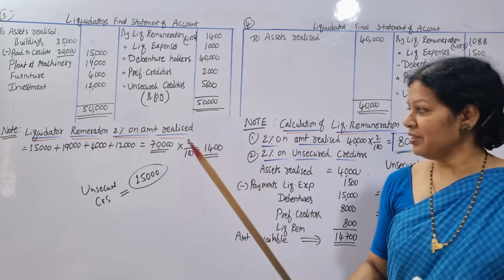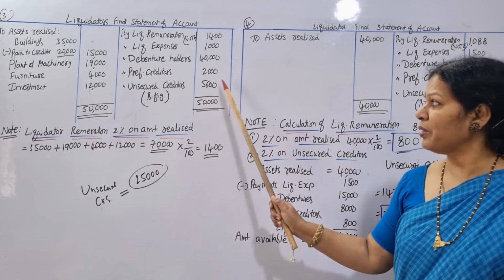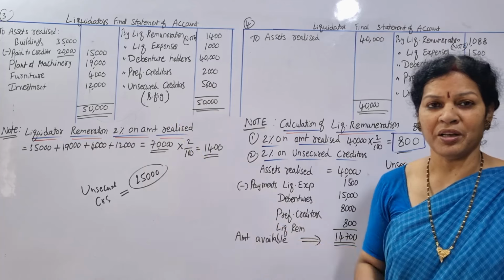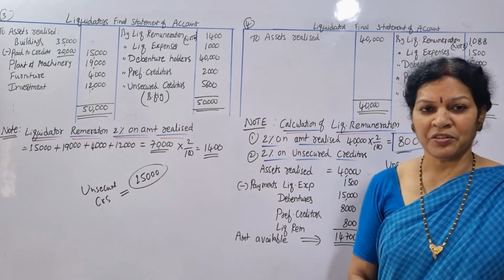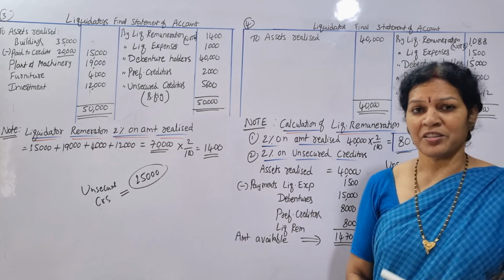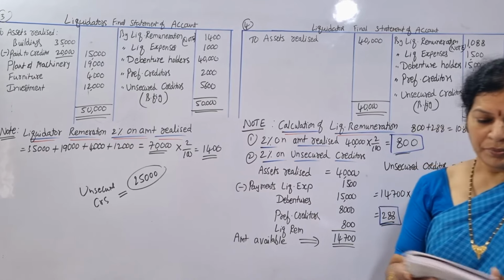Do you understand? Actual amount is this much, but we are unable to make the payment. We have a balance of only this much, and this we are paying to the unsecured creditors. Very simple problem. No complications, I think. Okay. Next, we'll go to another problem. Is it clear? Next problem.